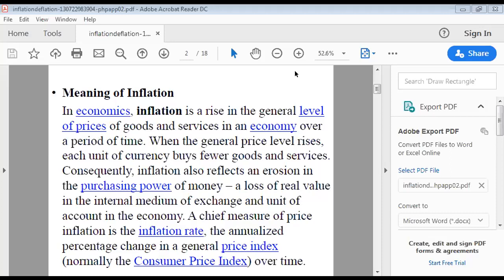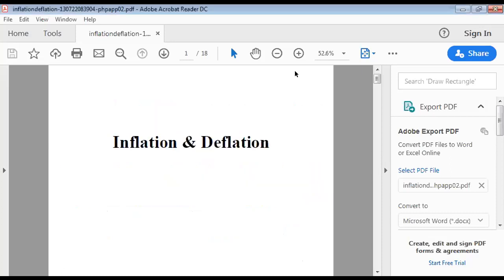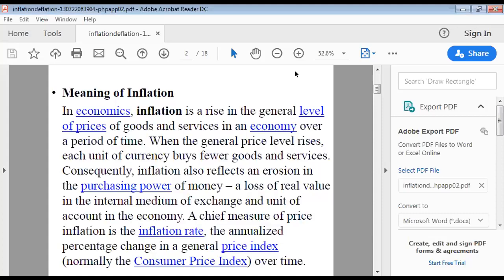Yes, we'll be starting with the topic titled Inflation and Deflation. The first slide displayed is all about inflation and deflation itself, while the second slide starts with the definition of the concepts. The first one we're talking about is inflation.